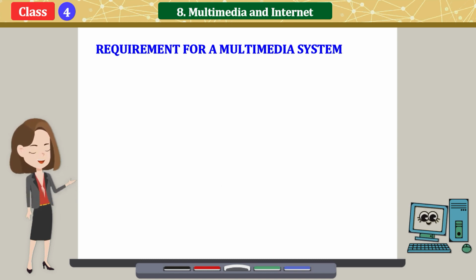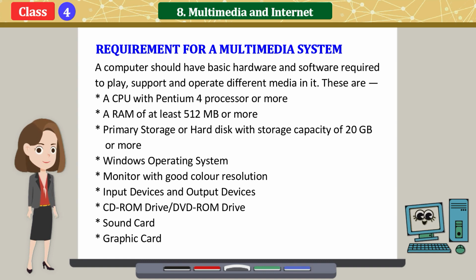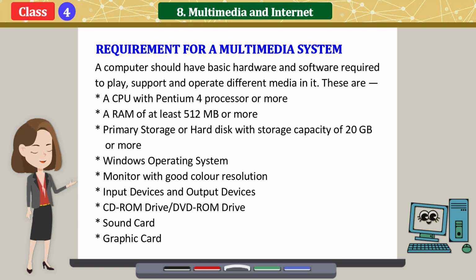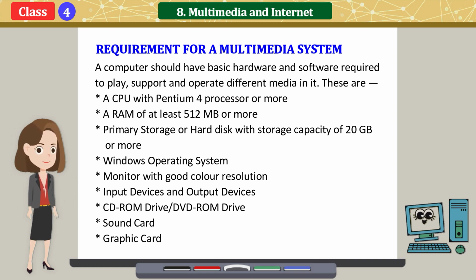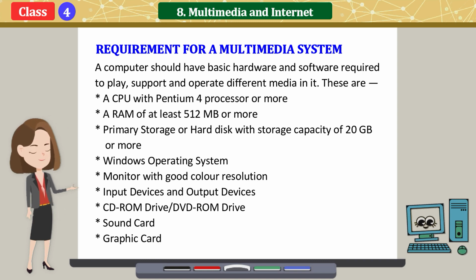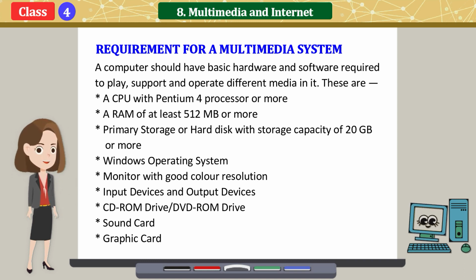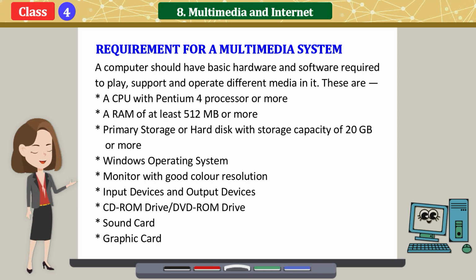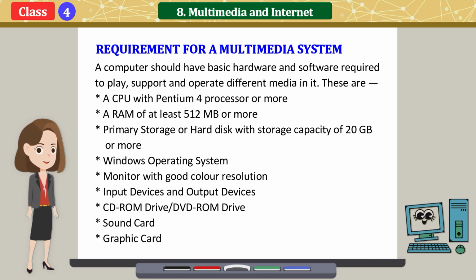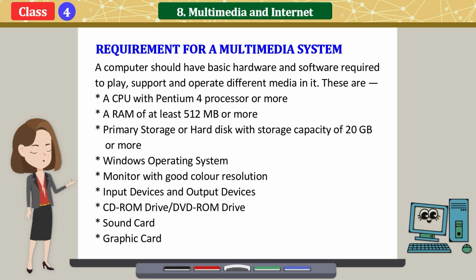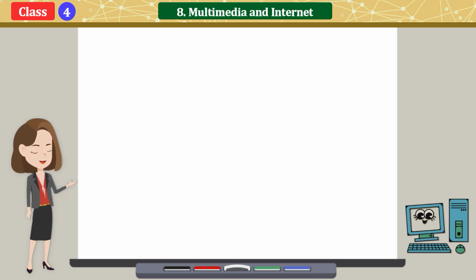Requirement for a multimedia system. A computer should have basic hardware and software required to play, support and operate different media in it. These are a CPU with Pentium 4 processor or more, a RAM of at least 512 megabytes or more, primary storage or hard disk with storage capacity of 20 gigabytes or more, Windows operating system, a monitor with good color resolution. Input devices and output devices use CD-ROM drive, DVD-ROM drive, sound card, graphic card.